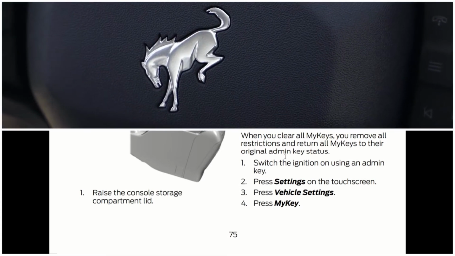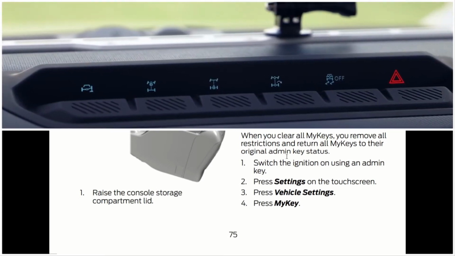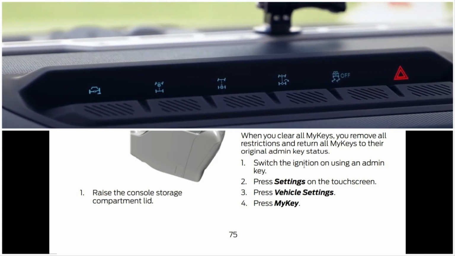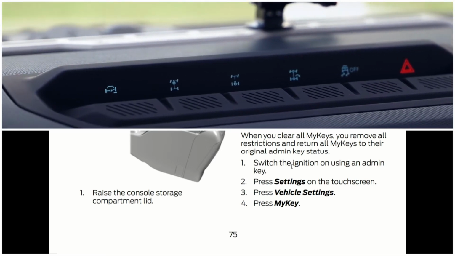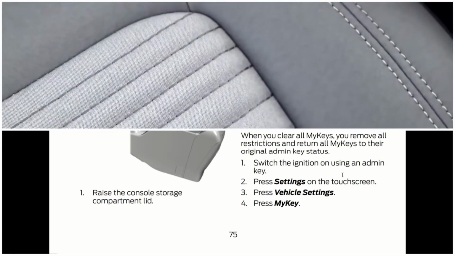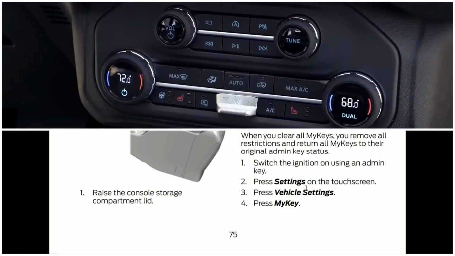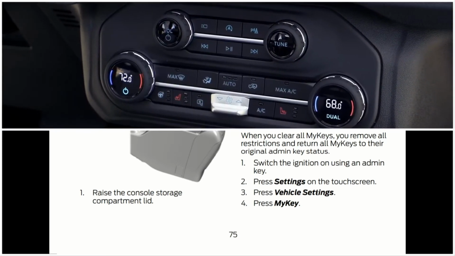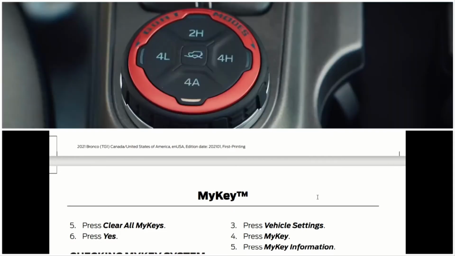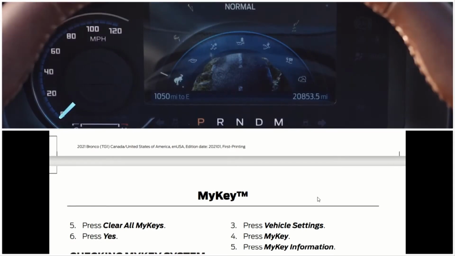Now, clearing all MyKeys. When you clear all MyKeys, you remove all the restrictions and return the MyKey to the original admin key status. Switch the ignition on using the admin key. Press settings on the touchscreen, press vehicle settings, and press MyKey. Press clear MyKeys and press yes.